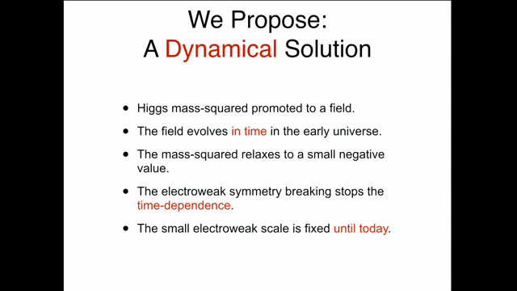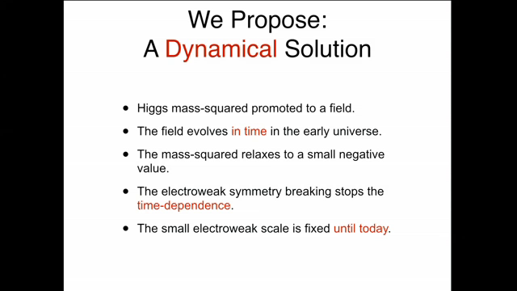Electroweak symmetry breaks when the Higgs mass squared becomes slightly negative. We're going to use the fact that the Higgs acquires a VEV, that electroweak symmetry breaks, to essentially create a back reaction that prevents the field from changing anymore. And the change is sufficiently drastic that the weak scale is fixed until today.